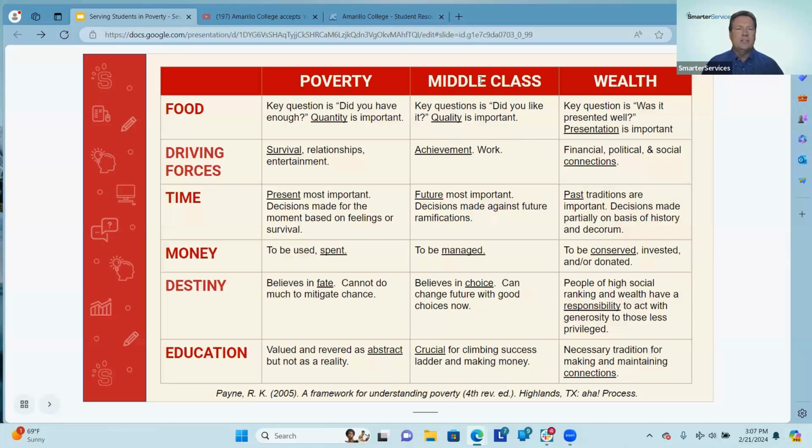So let's look at a few of these examples just to understand what this framework is about. The first example is very visual. It's almost kind of humorous when you think about it, but it really helps us to see the differences in the way people in different socioeconomic strata think about things. So first of all, look at food. We're going to start with the middle class on each of these because for most of us, that's where we live. That's what we can relate to.